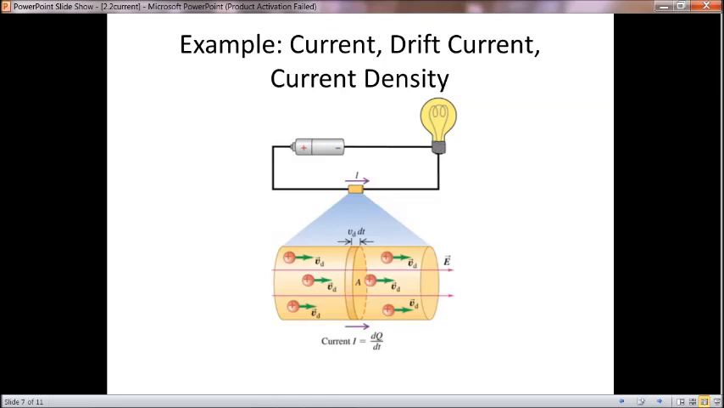This is the example for current, drift current and current density. See here, a conductor is present, and over this conductor we are connecting a battery, and because of the battery, electron drift is there. These electrons are drifted over here. Whenever the electrons are drifted, it gives the drift current. Whenever charges move, it induces current. Whenever it is drifted, a force makes it move towards a particular direction, then it is drift current, and the total number of charges present gives the current density. So current is dq by dt.